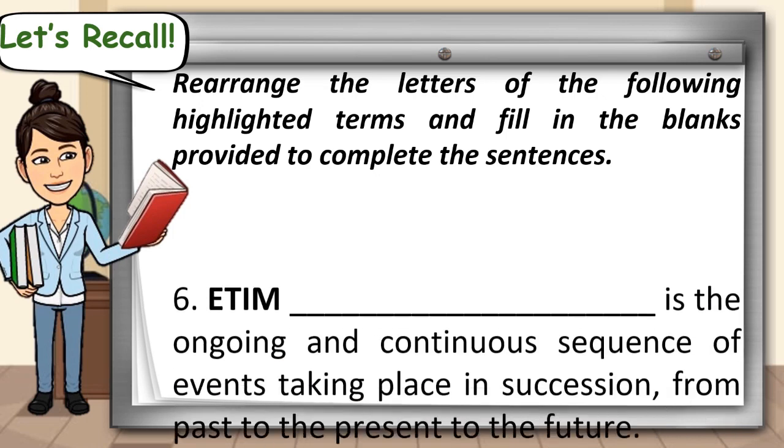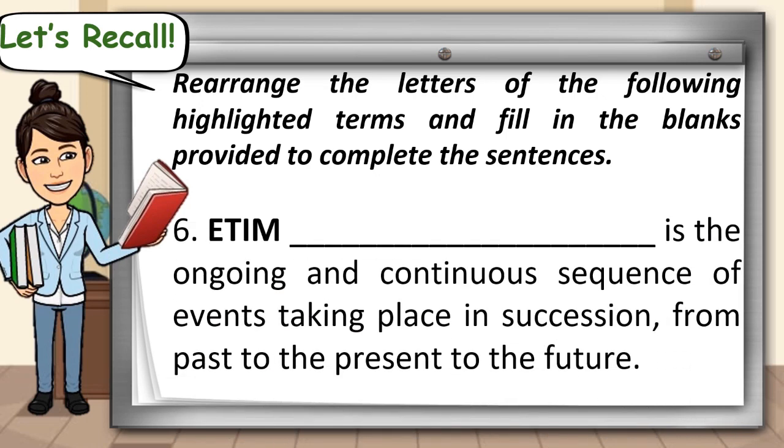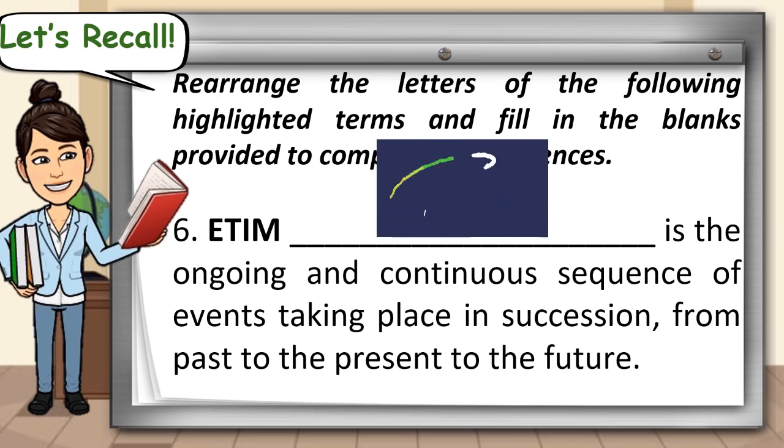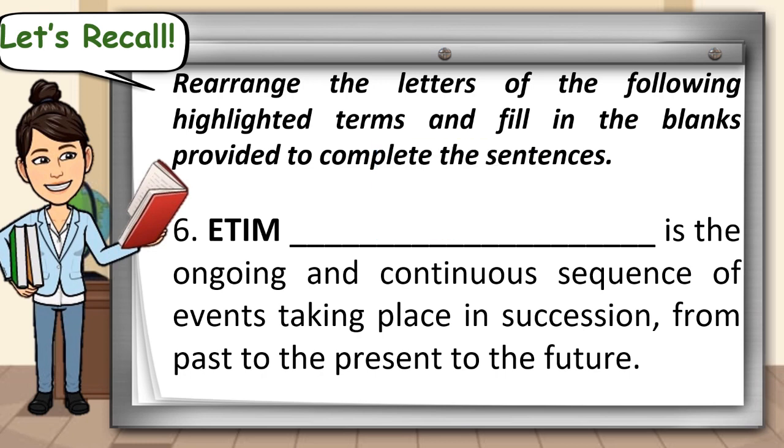Number 6. Blank is the ongoing and continuous sequence of events taking place in succession, from past to the present to the future. You have 10 seconds to answer. Alright, the correct answer is time.